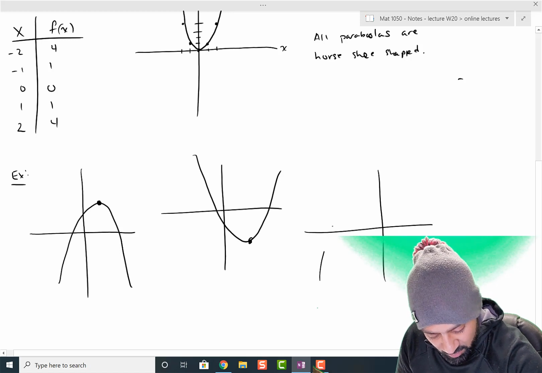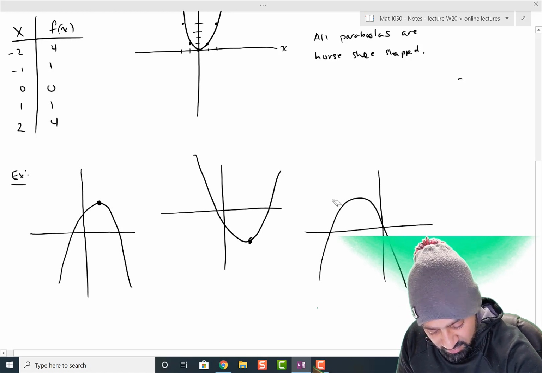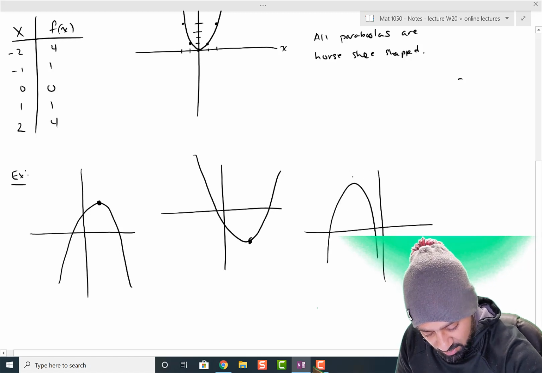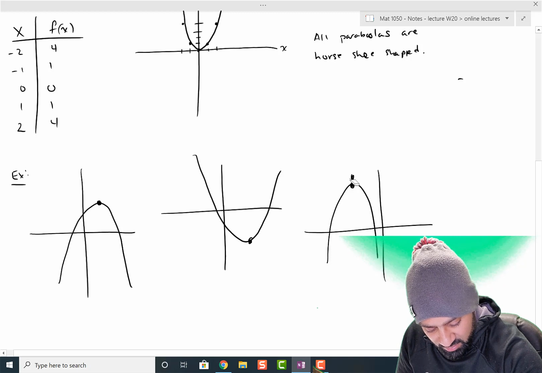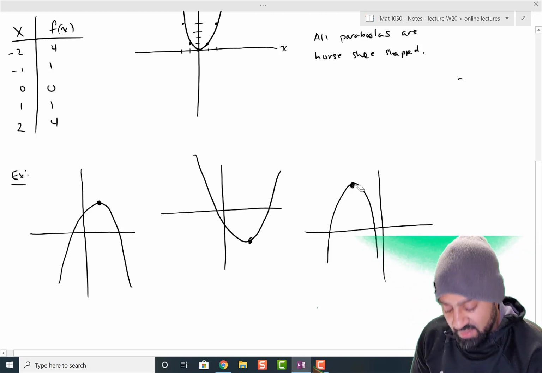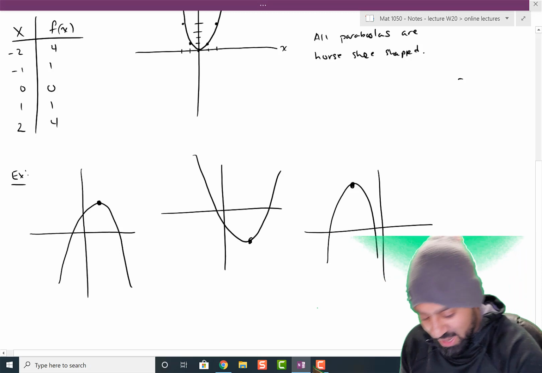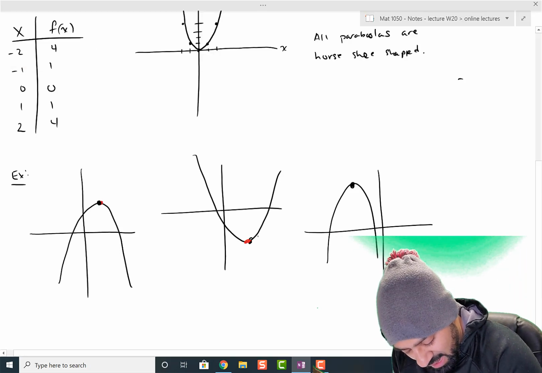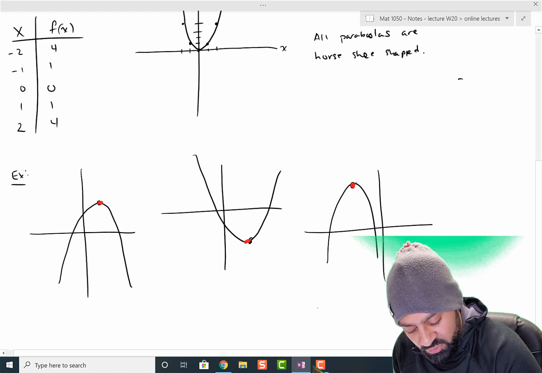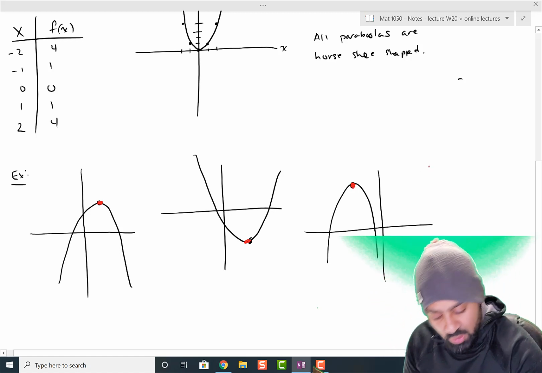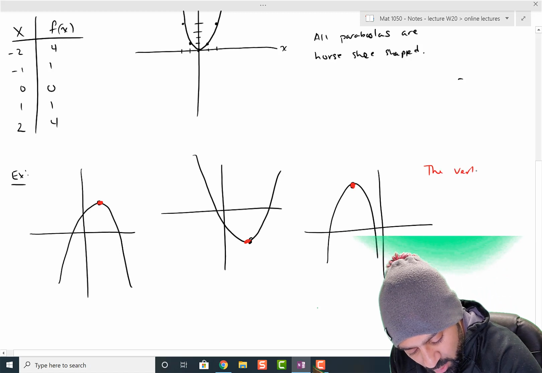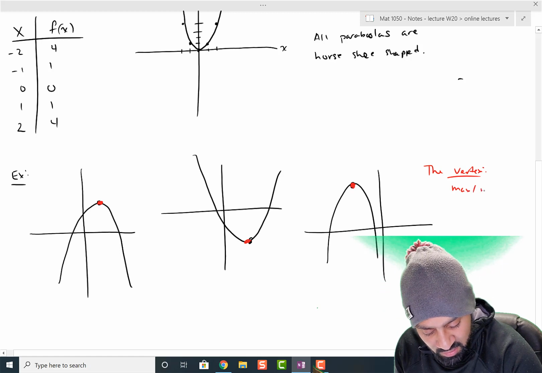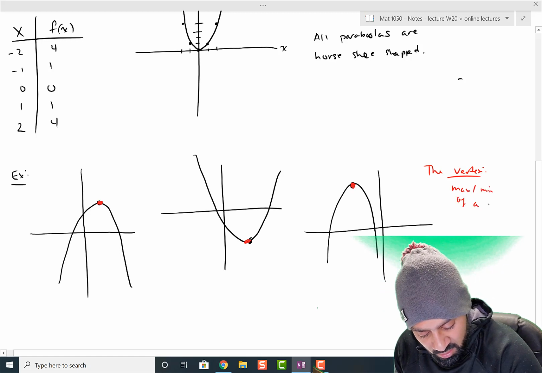One more graph. Why not? Let's do one more like this. Now, why am I highlighting those points? I'm trying to make a point about those points. These 3 points here, the top or bottommost point, the turning point, if you will, have a very special name. Those red points are called the vertices, or vertex. The vertex is either the max or min of a parabola.